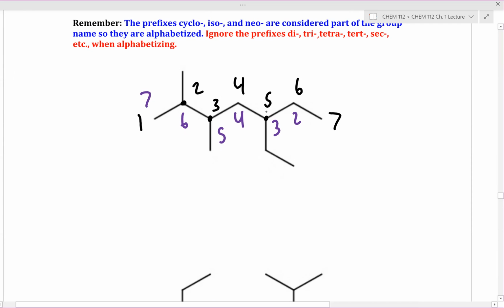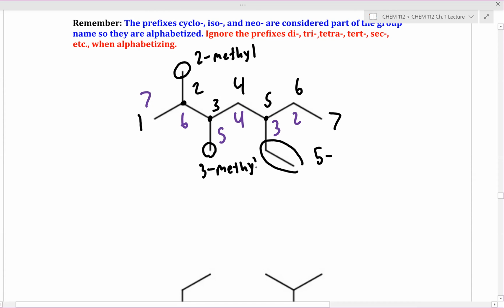So then, what substituent is at carbon 2? Methyl. Okay, so we have a 2-methyl. What's the substituent at carbon 3? Methyl. So this is 3-methyl. What do we call the substituent at carbon 5? 2 carbons. What do we call that? Ethyl. Okay, so this is 5-ethyl. Okay, perfect. So what goes first, E or M? What's first alphabetically? E. So we'd call this 5-ethyl. And since we have 2 methyl groups, what do we call it? 2,3-dimethyl. Exactly.